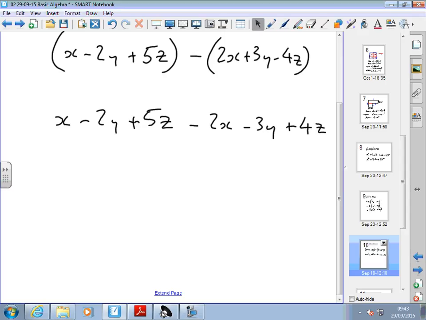So, another way to think about this is I'm subtracting all of these terms. In other words, I'm subtracting 2x, I'm subtracting 3y, and I'm subtracting minus 4z. In other words, I'm adding 4z. So that's the way to think about it. Now collect like terms. 1 lot of x minus 2 lots of x is minus x. So this is equivalent to minus x, minus 2y minus another 3y is minus 5y. And finally, 5z plus another 4z is 9z.